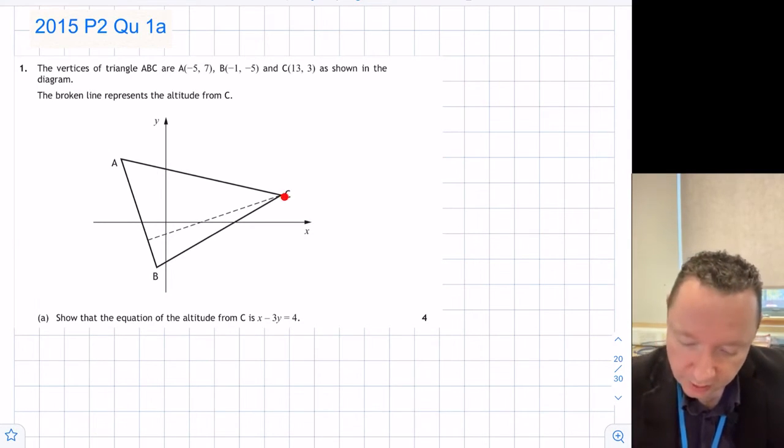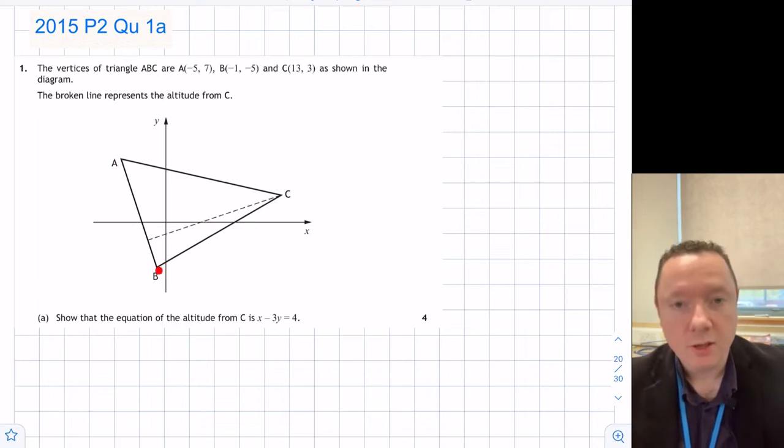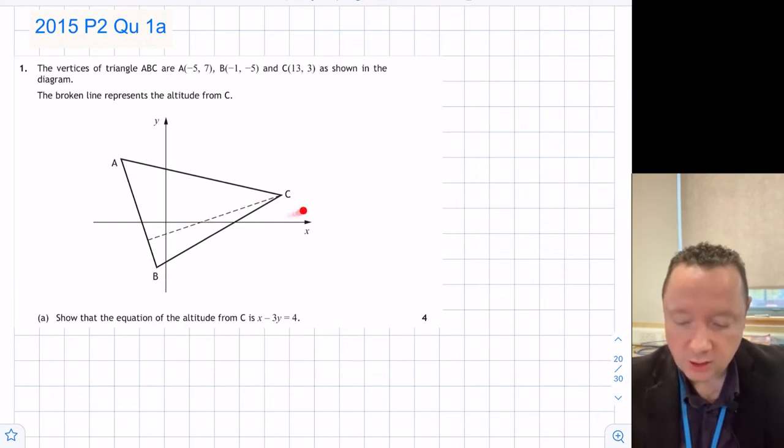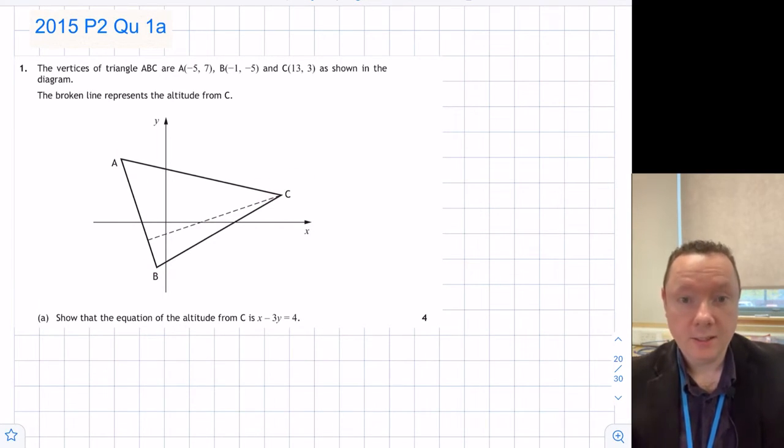So from C, we need the gradient. So we're going to have to find the gradient of AB and use perpendicular lines. And then we're going to use point C with y minus b equals m(x minus a).